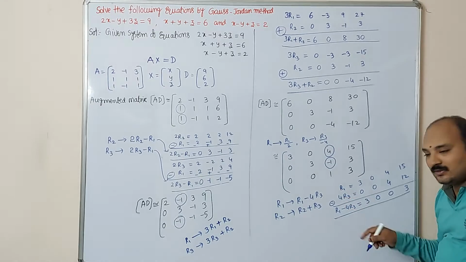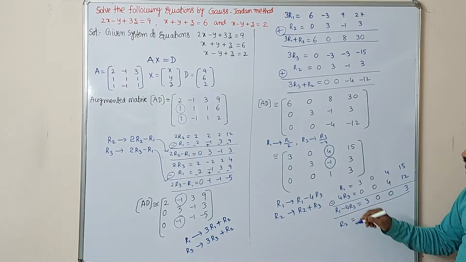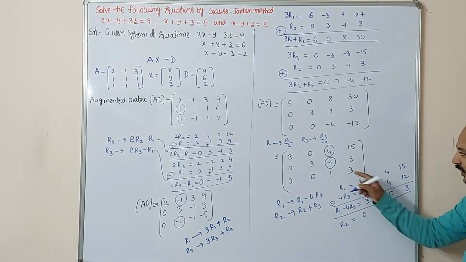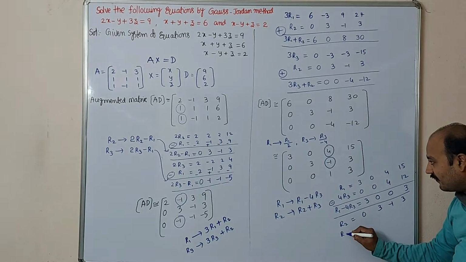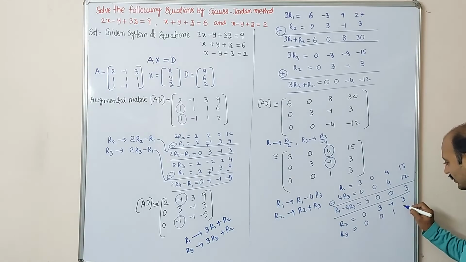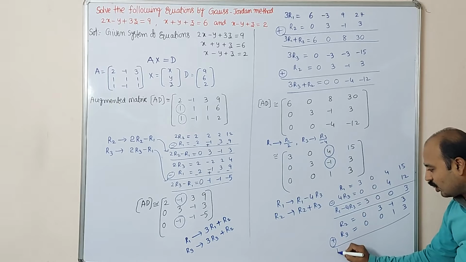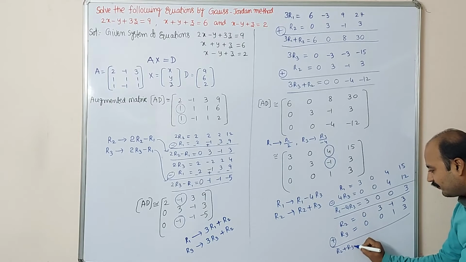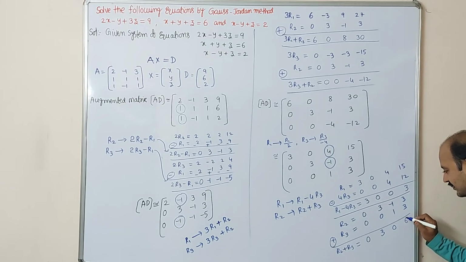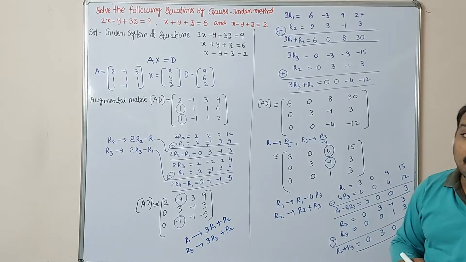Next, what step are we doing? Here R1. Next R2 plus R3. What is the R2 value? This is the R2 value: 0, 3, minus 1, 3. R3 value: 0, 0, 1, 3. We are adding these values, dear students. Plus is there. So R2 plus R3: 0, 3, 0, 3 plus 3, 6. So these two you write in the next augmented matrix.